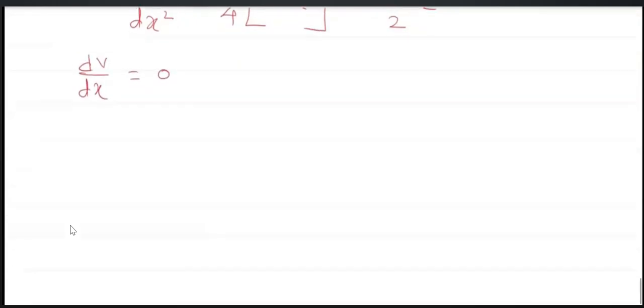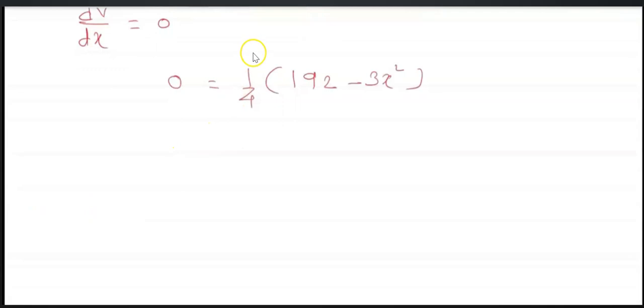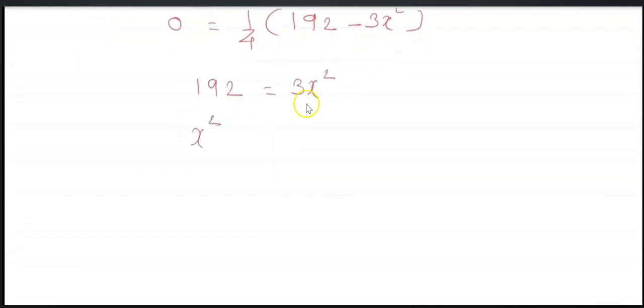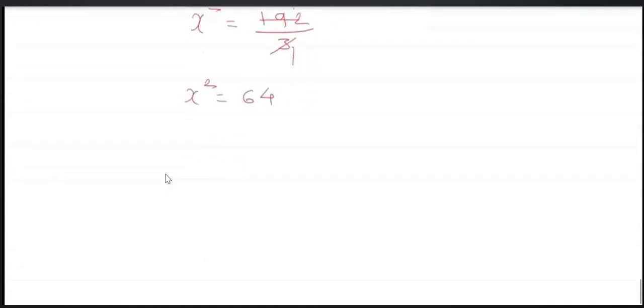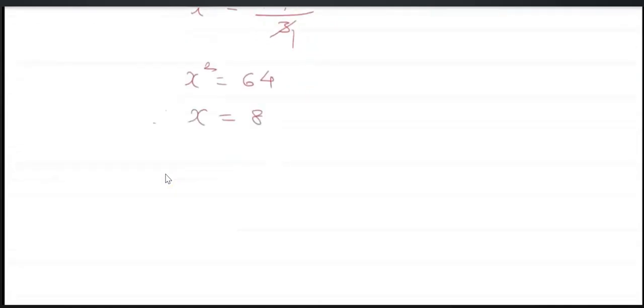Now to find out the values of x, we equate the first derivative equal to 0. Therefore, 0 is equal to 1 by 4 in bracket (192 minus 3x square). Therefore, 192 is equal to 3x square. x square is equal to 192 upon 3, and that's why x square is equal to 64. x is equal to 8.